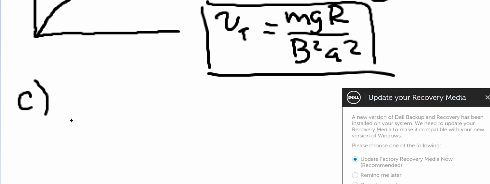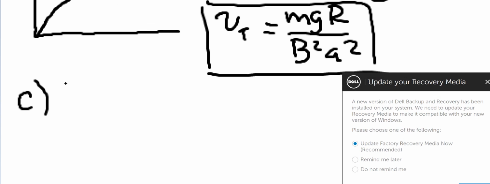So all we need to know, oh my gosh, I don't want to update my recovery media. I don't even know what the recovery media is.